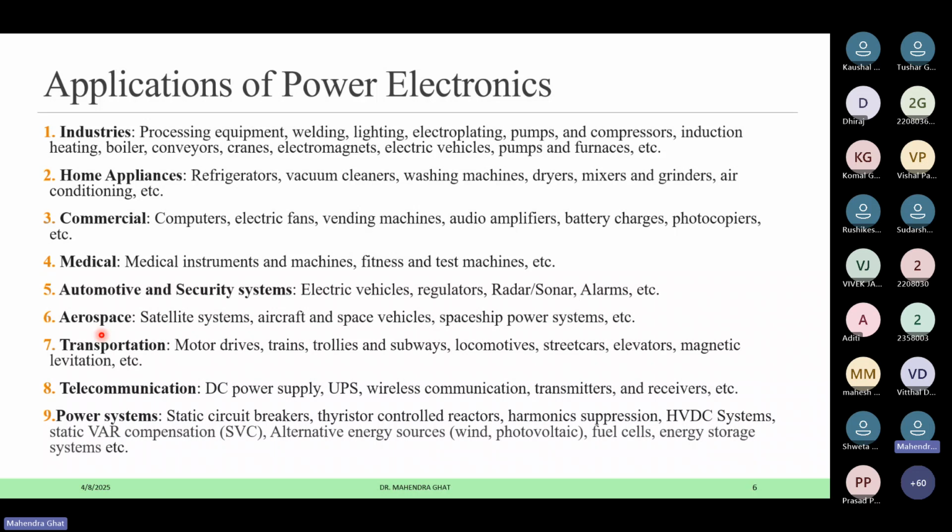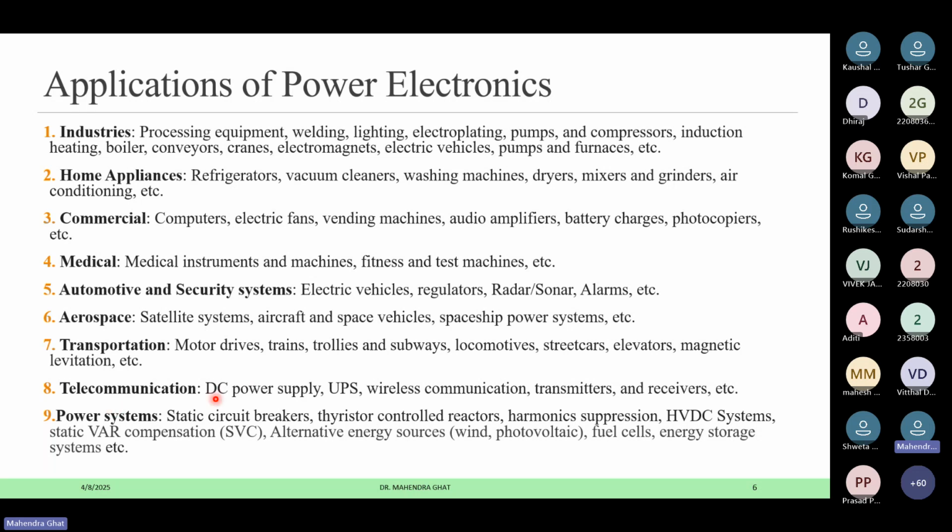Aerospace is also using power electronics. Satellite systems, aircraft, all these kinds of things are using power electronics. Then transportation: motor drives, trains, trolleys, subways, locomotives, streetcars, elevators, magnetic levitation. All these are using power electronics.